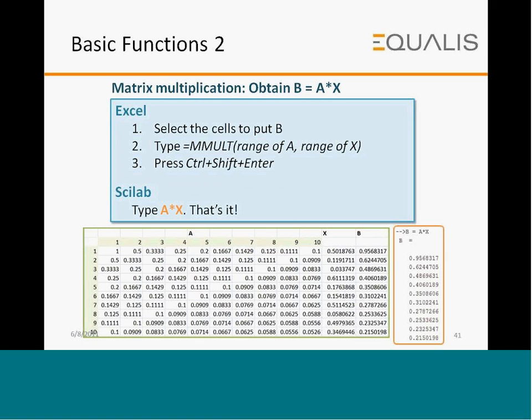Let's say matrix multiplication. Can you do this with Excel? Yes. How do you do it? You're going to follow at least these three steps. You select the cells to put B. Then you type this command MMULT, bracket of range of A, range of X. And in Excel, the view would look like what you have here. This set of cells where I have defined A, I defined X, and I'm multiplying them to get B. Now, in Scilab, it's as simple as just saying A star X. That's it.